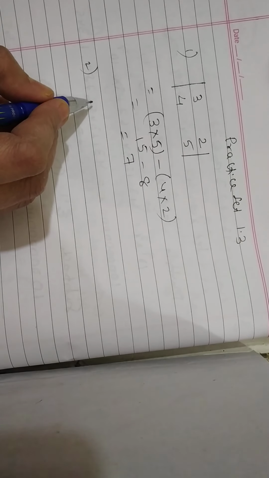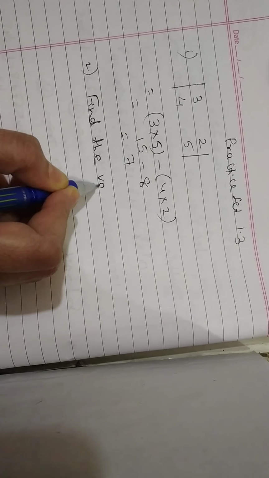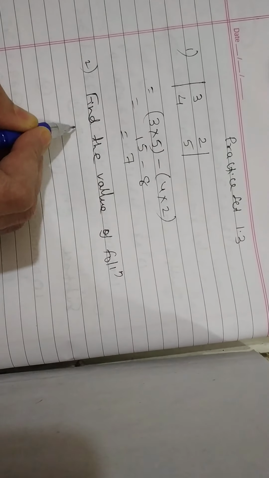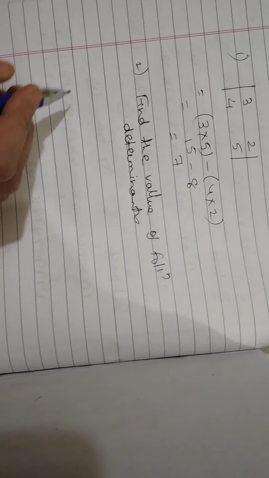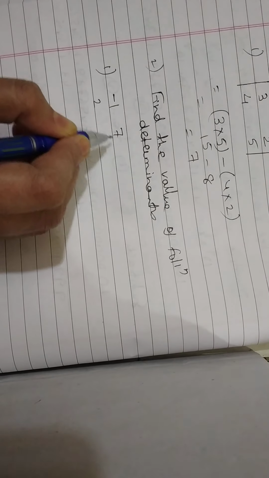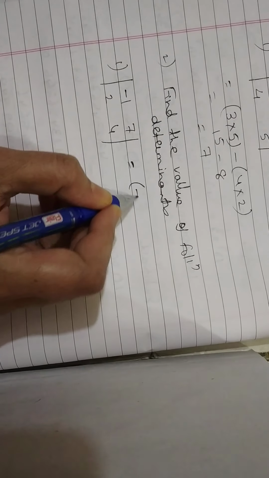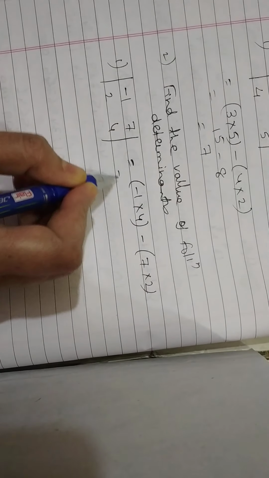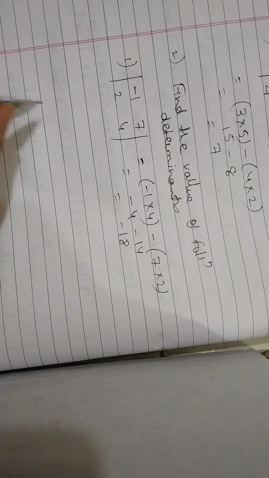Second problem. Find the value of following determinants. Same method. First, minus 1, 2, 7, 4. Minus 1 into 4 minus 7 into 2. Minus 4 minus 14. This is minus 18.